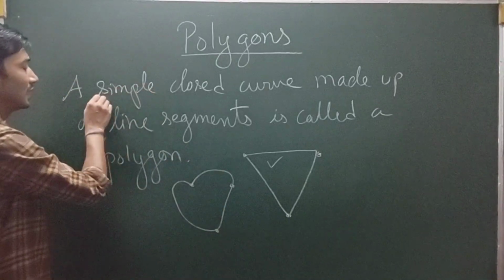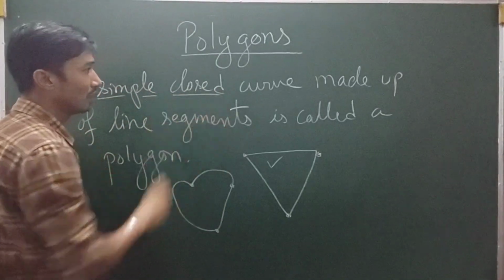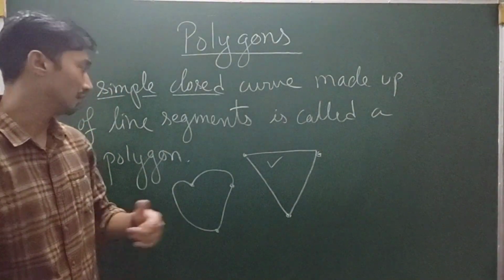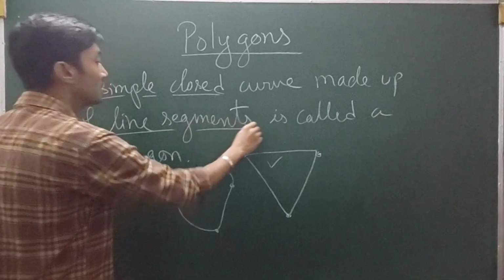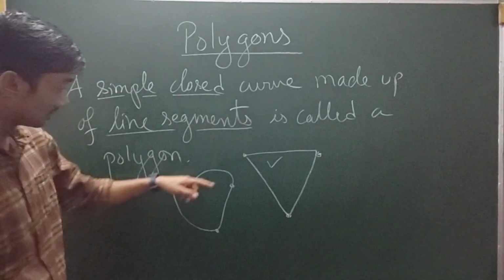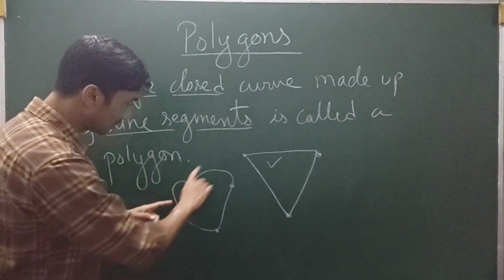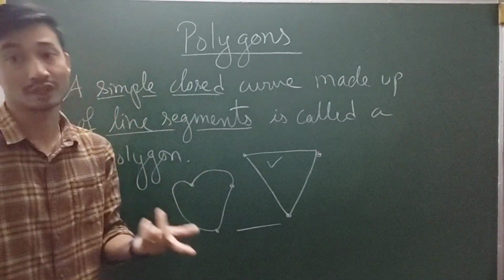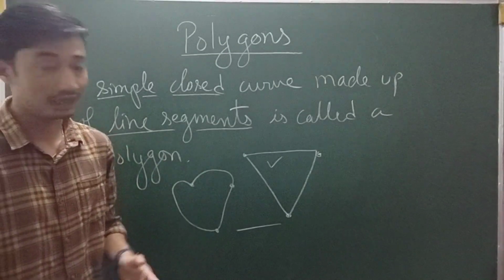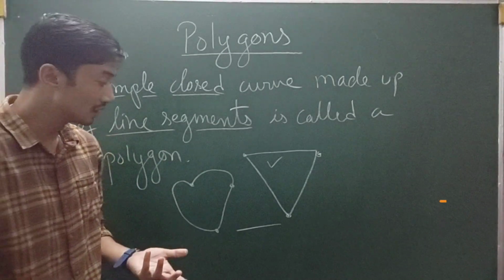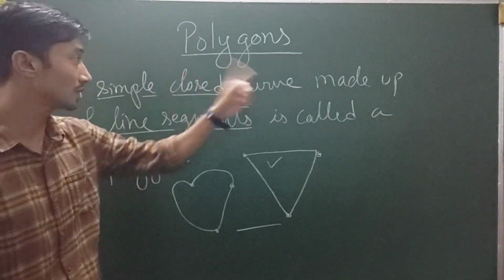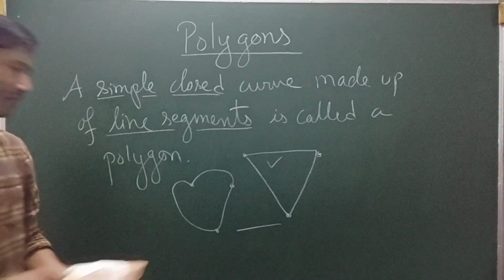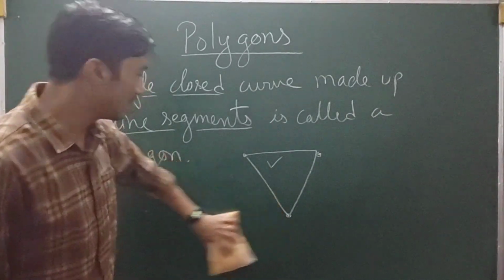You are telling us a simple closed curve is a polygon, so why is this not a polygon? Because it has to be line segments, not curves. We don't see lines here, we see curves, which are not line segments. Line segments, everybody knows, we studied that in lower classes. So a polygon should be a simple closed curve made up of line segments.